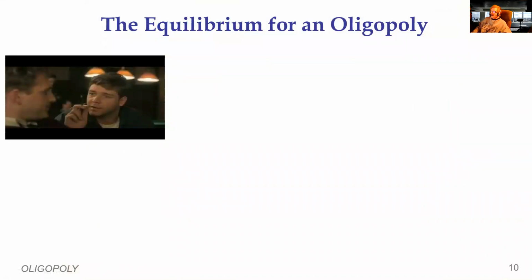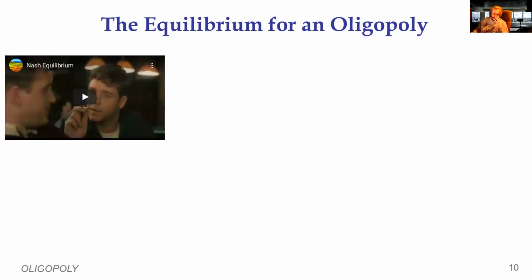Okay. So let's talk about the equilibrium for an oligopoly, and it's based upon an idea called the Nash Equilibrium. This is named for a mathematician, John Nash. If you've ever seen the movie A Beautiful Mind, you might recognize this. Russell Crowe stars, and up here is the YouTube clip that I like to show. John Nash talked about a thing called governing dynamics.